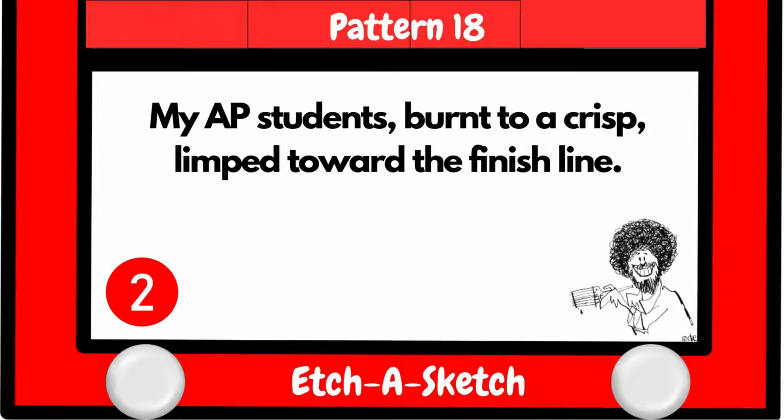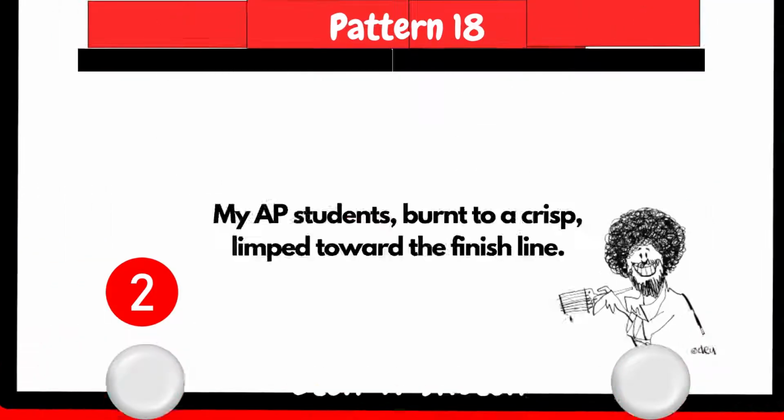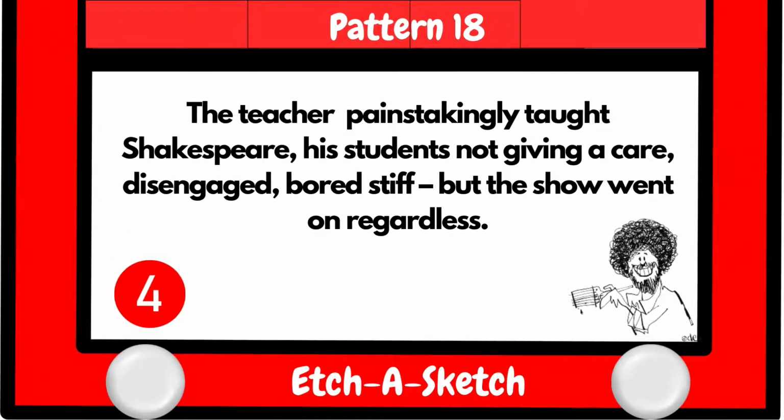My AP student, burnt to a crisp, limped toward the finish line. So again, that burnt to a crisp is what you got cooking there. So there's 3, 4, 5. Students try it 5 times.